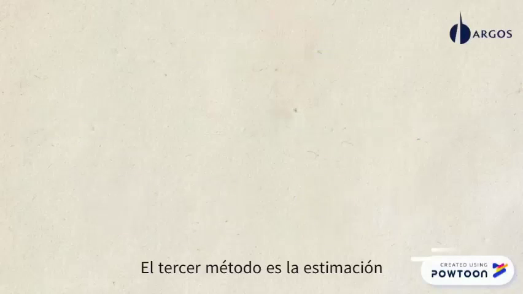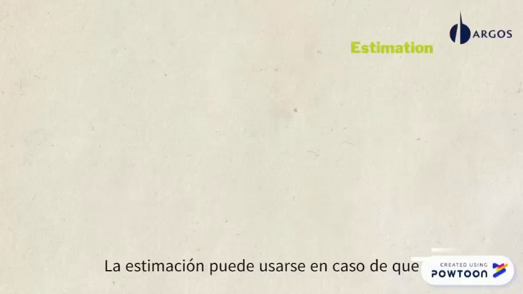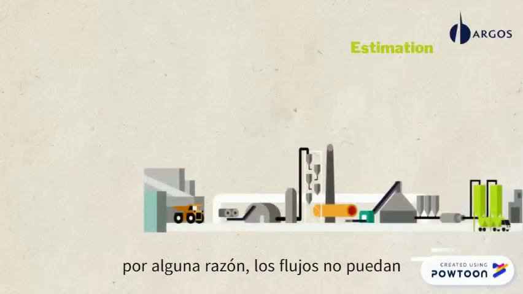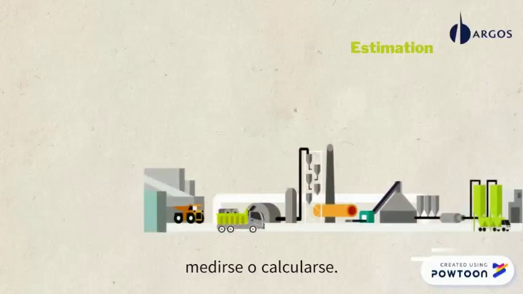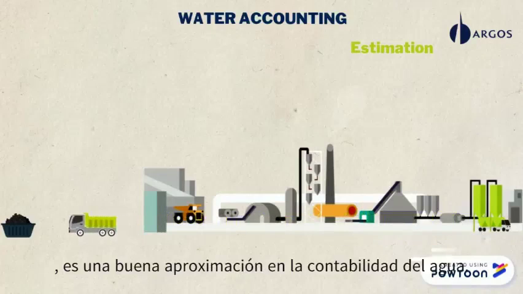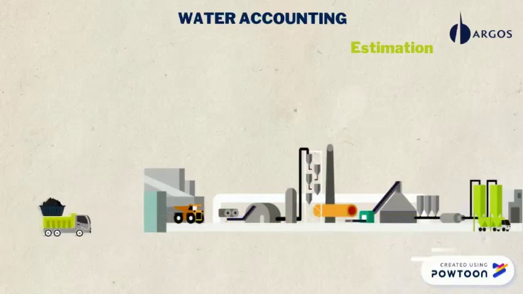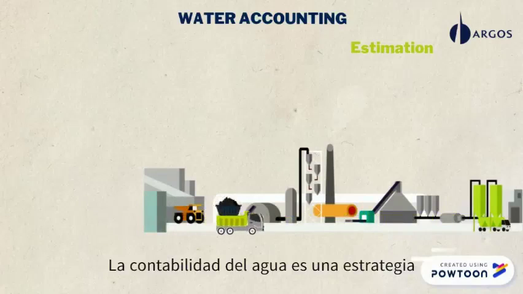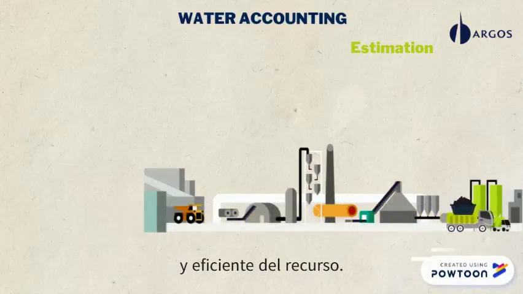The third method is estimation. Estimation can be used in case that, for some reason, flows cannot be measured or calculated. Although it is the least accurate method of the above mentioned, it is a good approximation in the accounting of water. Water accounting is an important strategy to the responsible and efficient use of the resource.